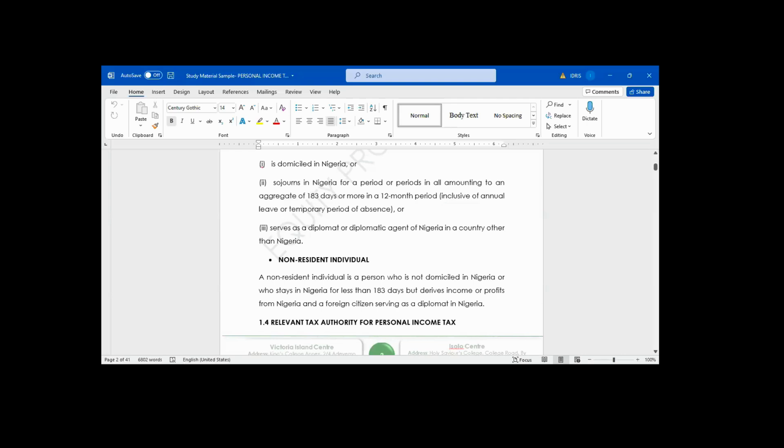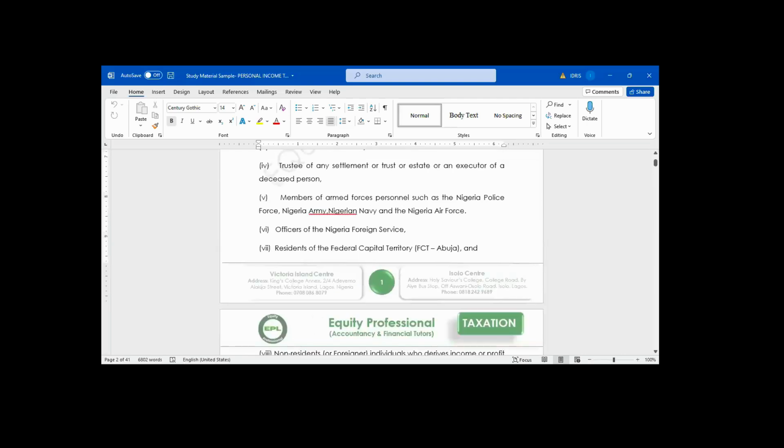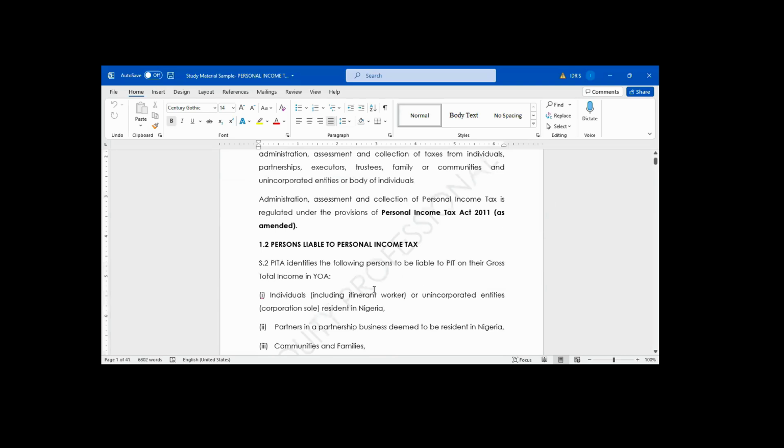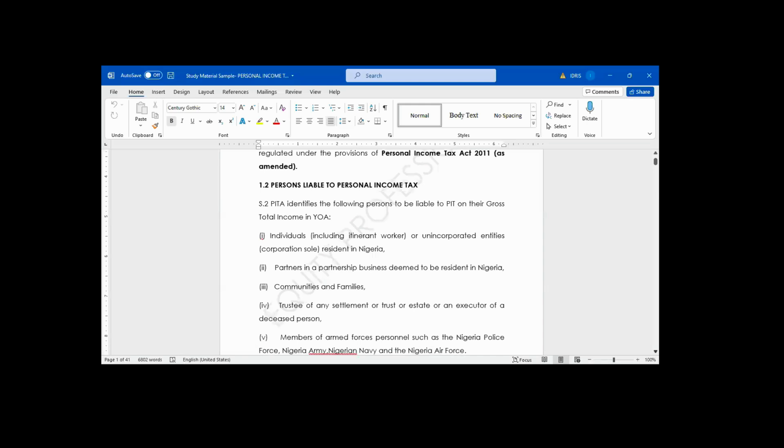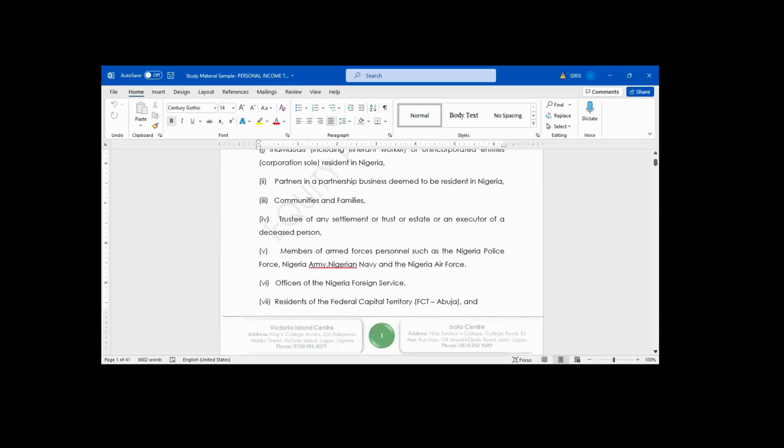So if we look at the list of those who are supposed to pay personal income tax, we said individual. That means this individual can be an employee or sole trader residing in Nigeria, that means resident individual. We also said partners. Partners in a partnership business that reside in Nigeria will pay personal income tax in Nigeria. Communities and families too, when they have a family income, will pay personal income tax in Nigeria. Trustees in a settlement arrangement too.